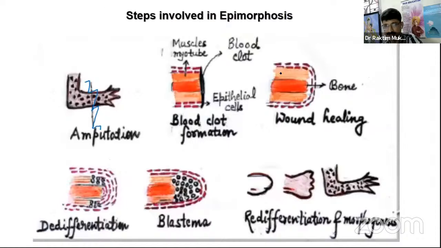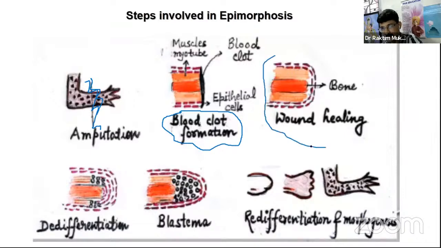After amputation, there will be formation of a blood clot. Several interplays of growth factors and cytokines take place. You have the muscle myotube and the epithelial cells. Here the blood clot takes place. After the blood clot takes place, there is an event called wound healing.